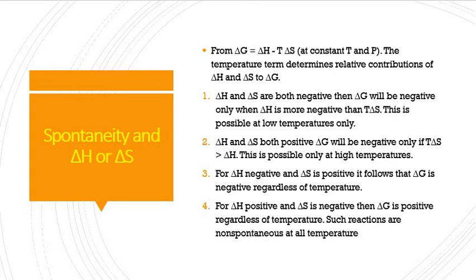If delta H and delta S are both negative, then delta G will be negative only when delta H is more negative than T delta S. It is only possible at low temperature. If delta H and delta S are both positive, then delta G will be negative only when T delta S is greater than delta H. It is only possible at high temperature.